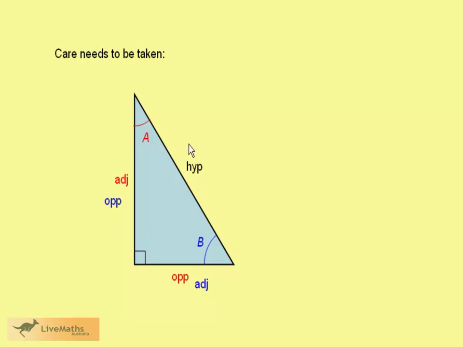The hypotenuse, of course, is always the longest side, so is easy to identify. As we work through the examples on trigonometry, you'll see that we do this labeling process all the time. It's a crucial first step. So it's important that you can identify the hypotenuse, the opposite, and the adjacent.